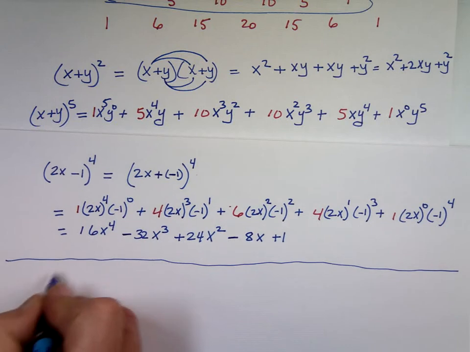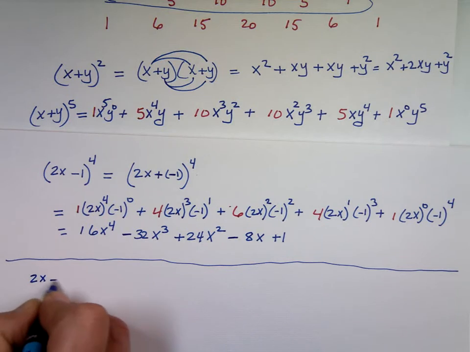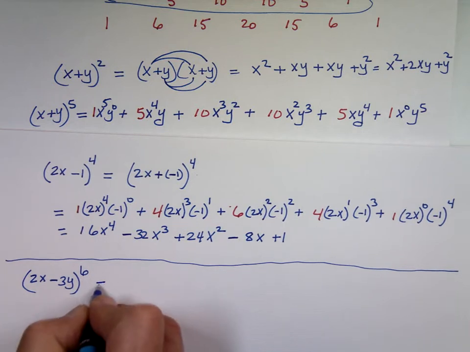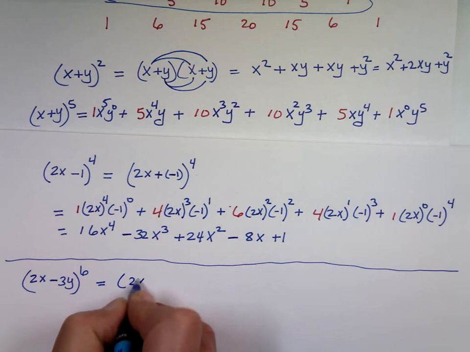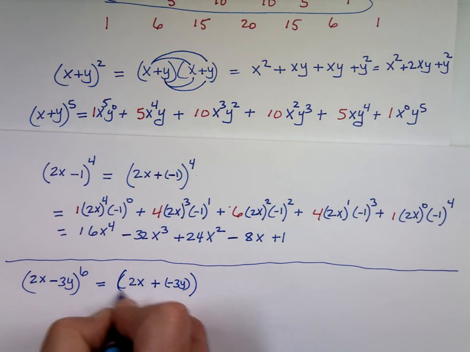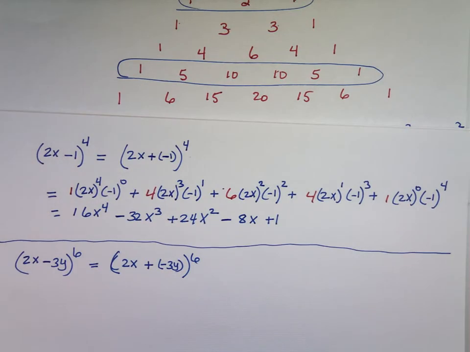So if I have, for example, and it could get a little bit ugly, 2x minus 3y to the 6th power. Let's get ugly with it. It's going to alternate. So this will be 2x plus negative 3y to what power? Power of 6. Here's the row for 6. Let's put them down, and I will have to write really small here.